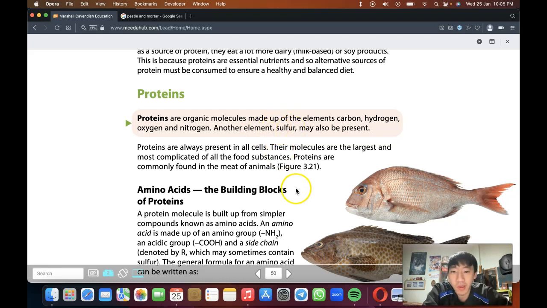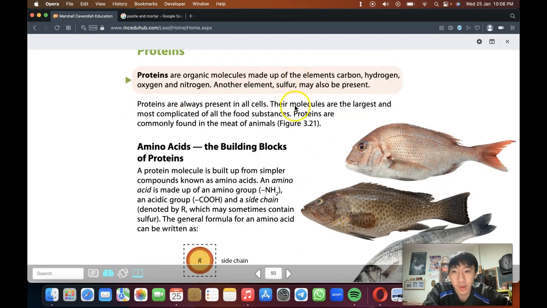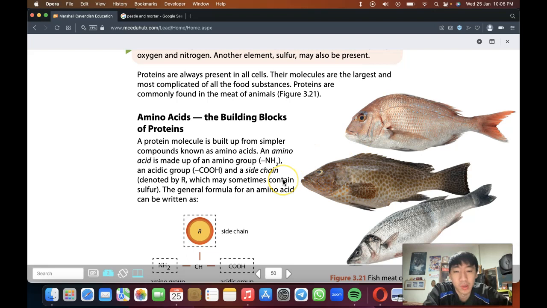Okay, proteins are present in all cells. Their molecules are the largest and most complicated of all the food substances. Proteins are commonly found in the meat of animals, right? Fish, chicken, beef, etc.